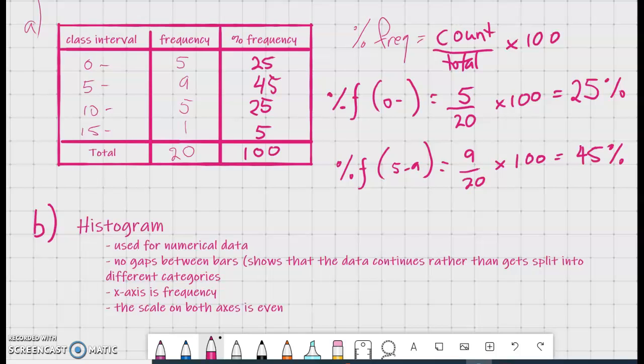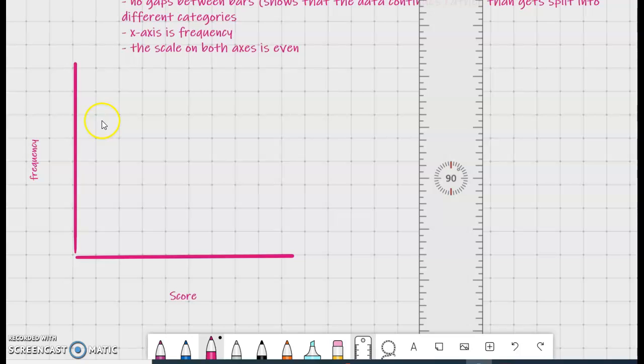Okay, let's draw it. So I'm just going to have a quick look at my data before I do anything. I need to go up to, let's say, 20 across the bottom, and my highest frequency is 9, so I need to go up to 9 along the side. So let me draw the axes for that. Okay, so here's my axes, and I've got my labels ready to go. I've written frequency on the side and score along the bottom. Now I'll add numbers.